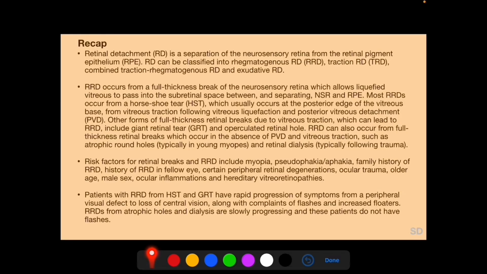To recap the salient points, retinal detachment is a separation of the neurosensory retina from the retinal pigment epithelium.